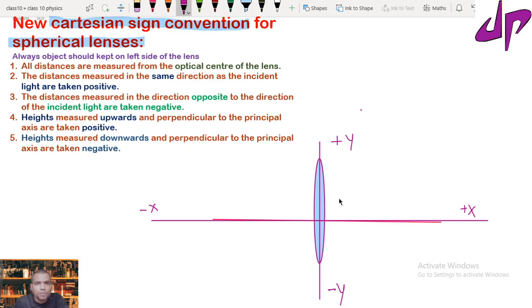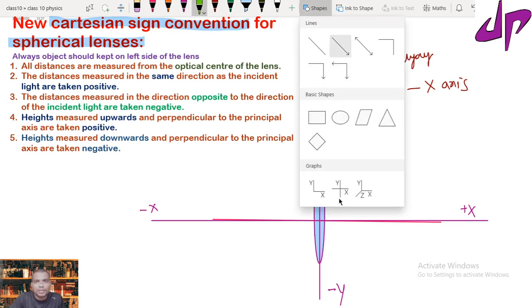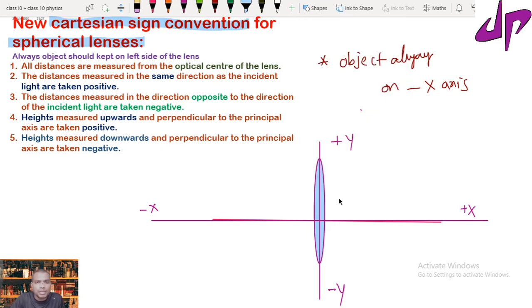The first rule: we should always keep the object on the left side of the lens, or we can simply write, the object always on the negative x-axis. So we need to keep the object always on the negative x-axis. Suppose I take my object as an arrow, so this is the object.